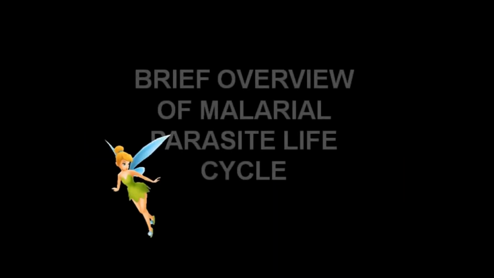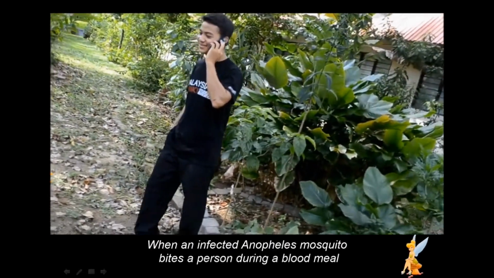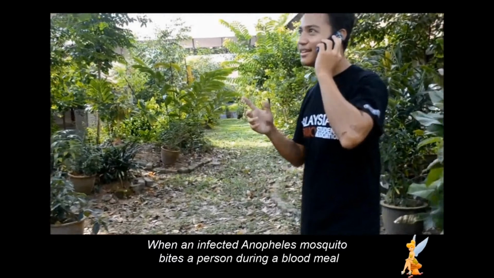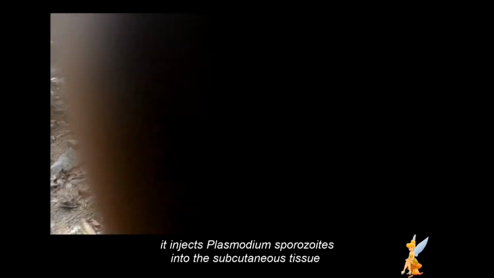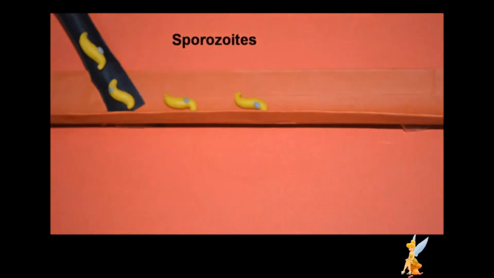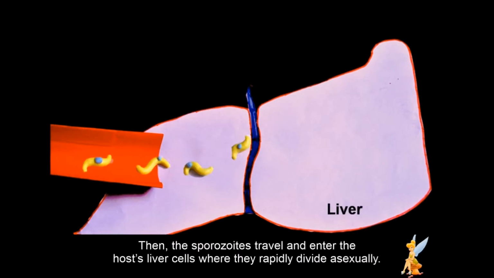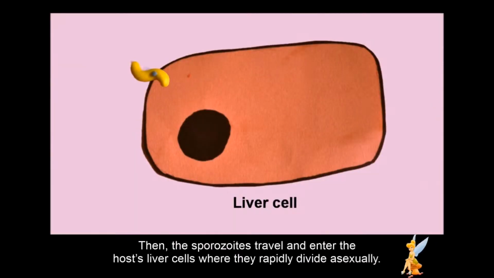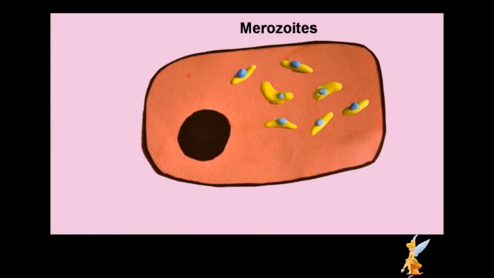A brief overview of the malarial parasite life cycle. When an infected Anopheles mosquito bites a person during a blood meal, it injects Plasmodium sporozoites into the subcutaneous tissue and bloodstream of a human host. Then, these sporozoites travel and enter the host liver cells, where they rapidly divide asexually. This asexual division, which is known as schizogony, generates merozoites.